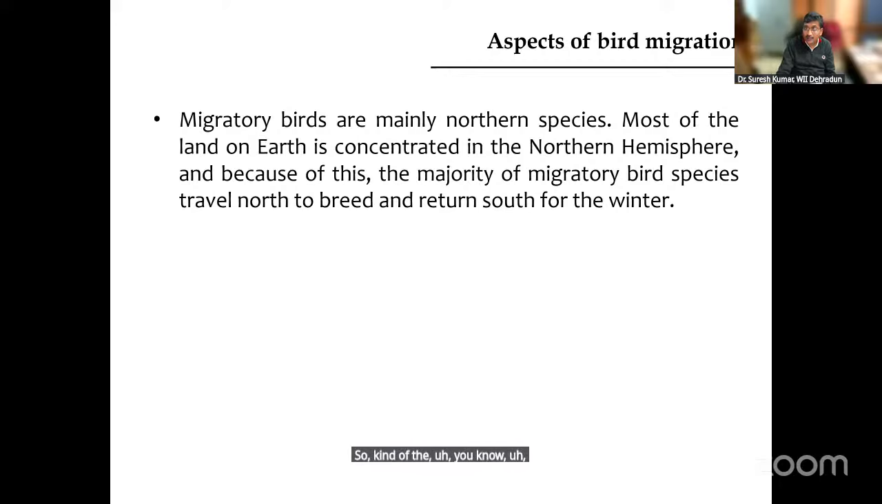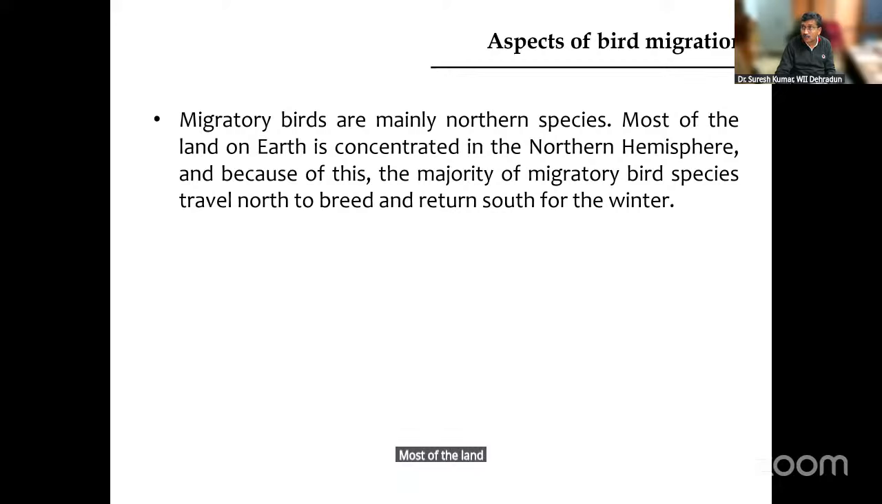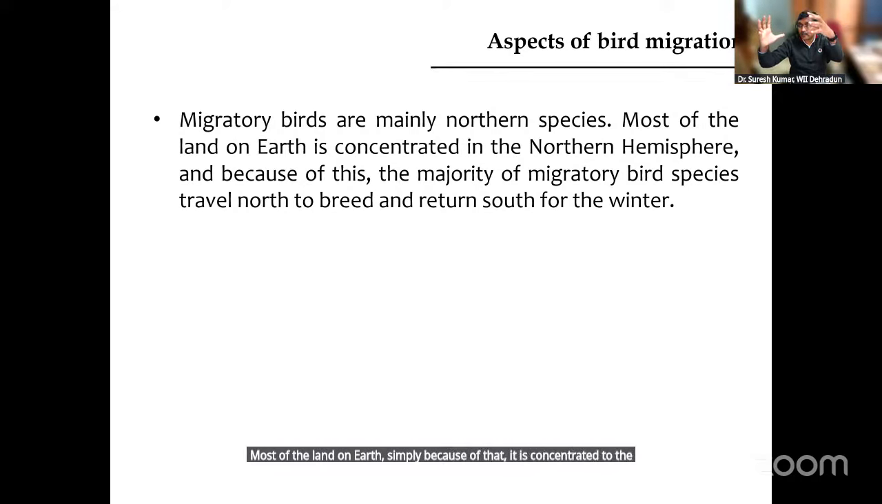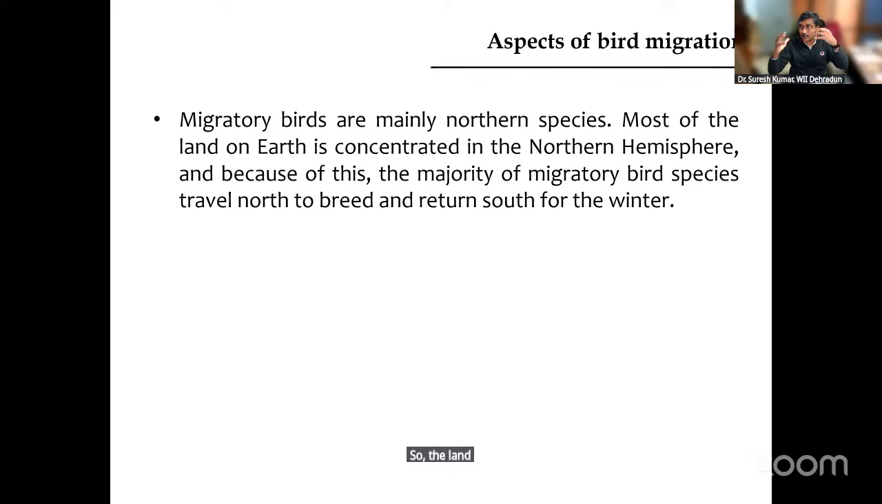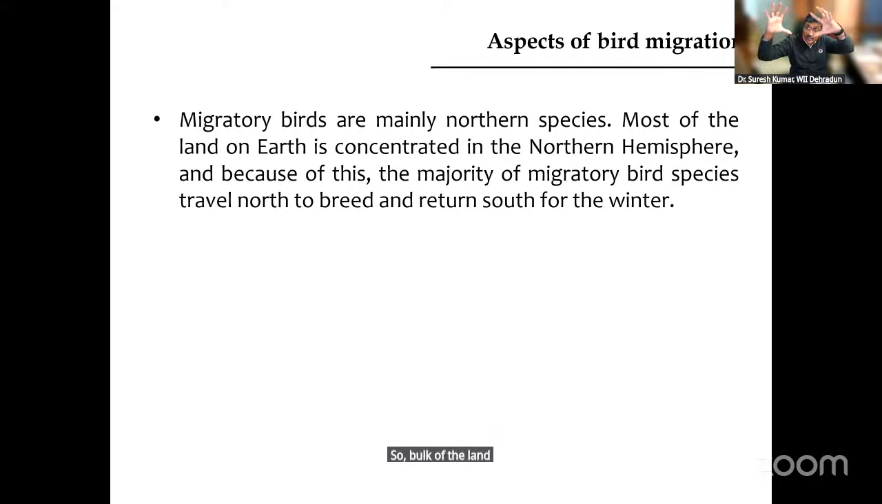Another starkly visible thing that you will notice is that migratory birds are mainly northern species. Most of the land on Earth is concentrated in the northern latitudes. The land masses as we see today have moved further to the north. All of these land masses at one point of time were attached to the Antarctic continent, but they all started to split away and move up. So the bulk of the land masses are concentrated in the north.